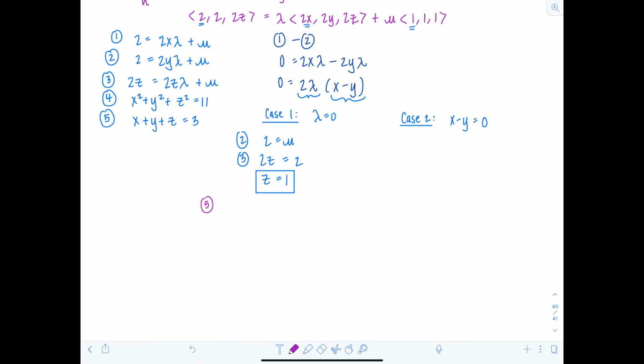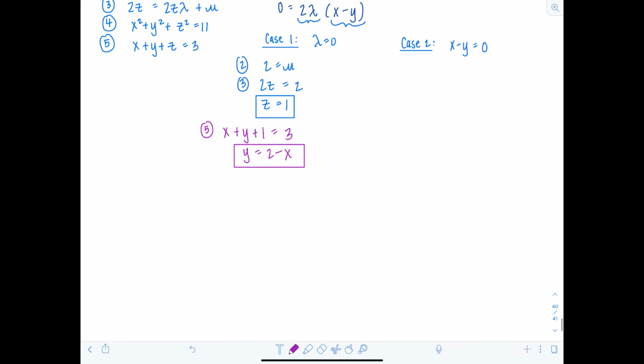Stay away from that quadratic one for now. So equation 5, I have x plus y plus, but I know z is 1, is equal to 3. So I can solve for y. y is equal to 2 minus x. Now, why did I want to do that? Because it's time to go to equation 4 with all this info. So into equation 4 we go. We're going to have x squared plus y squared. Remember, y is 2 minus x. Plus z squared, which is 1, is 11.